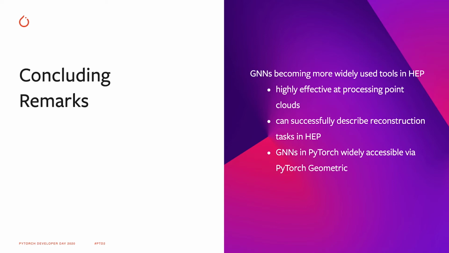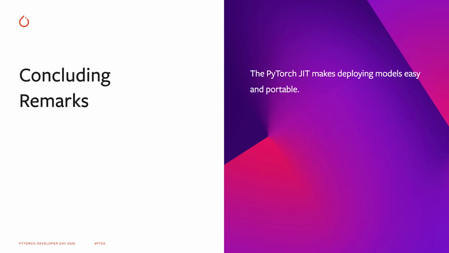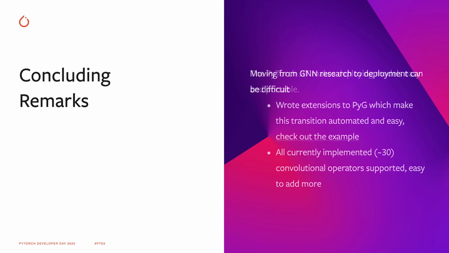So in conclusion, you can see that GNNs are becoming more widely used tools, and we have a vast amount of point cloud data where we want to assess the relationships within the data. We've been looking into GNNs with PyTorch, and it's widely accessible via PyTorch Geometric. We needed a way to make these models deployable at scale in a very easy way that didn't incur anything cumbersome in terms of maintenance burden. And the PyTorch JIT is one way towards that.